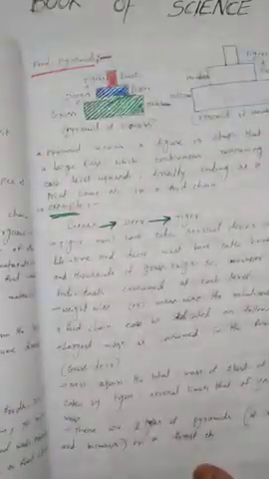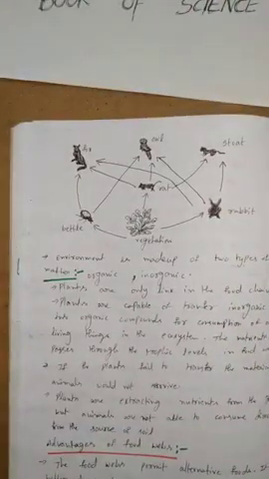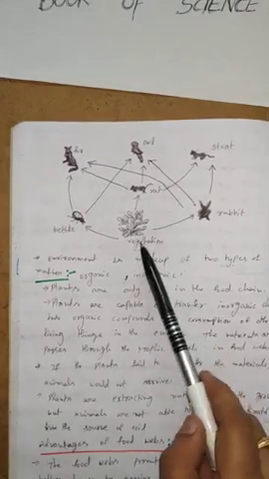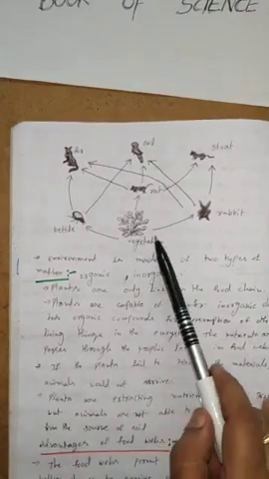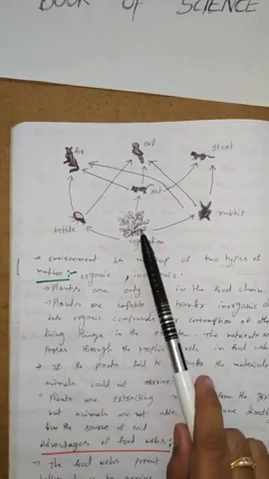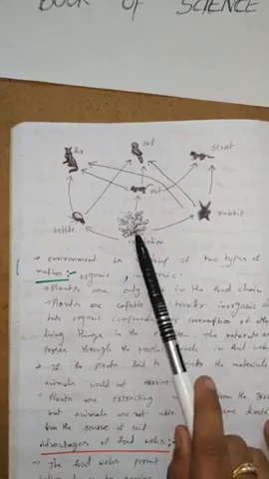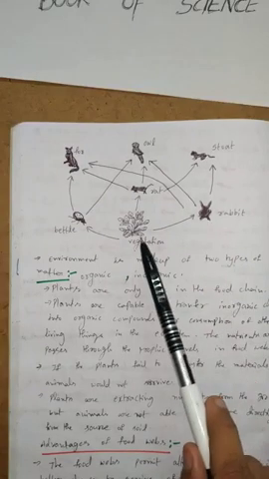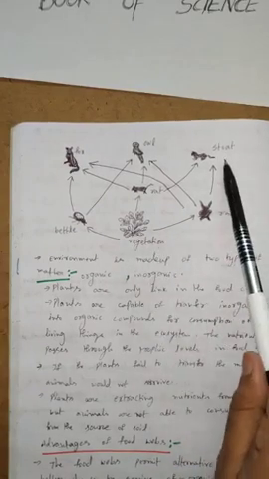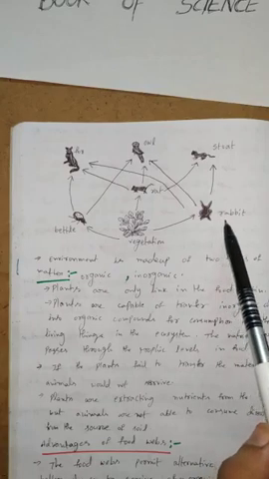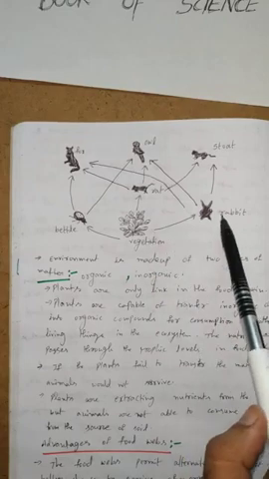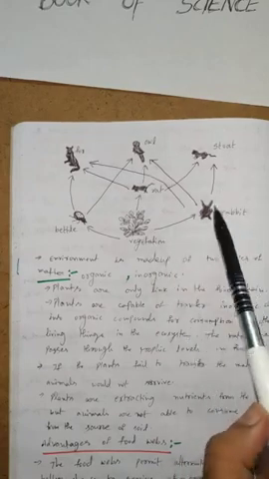I will explain with this diagram. Here, this is the diagram. This is the vegetation, meaning green plants. So these are the autotrophs, producers, trophic level 1. Rabbit eats plants. Stoat eats rabbit. So this is one food chain. So vegetation, rabbit, stoat is one food chain.